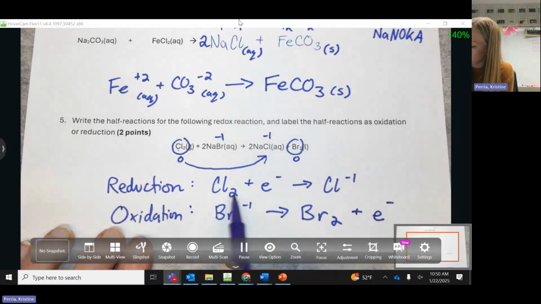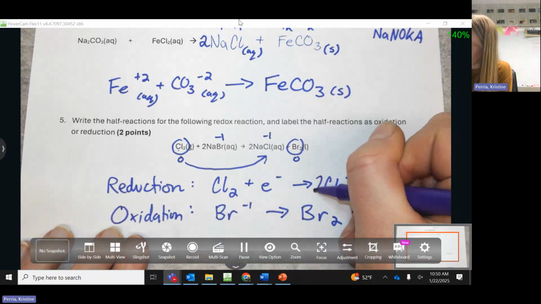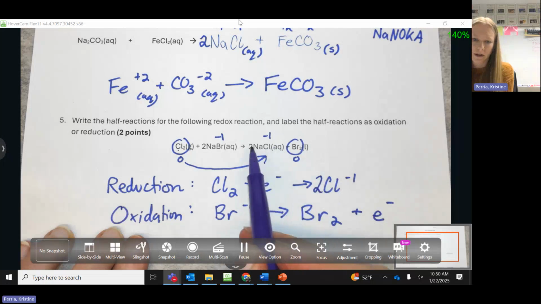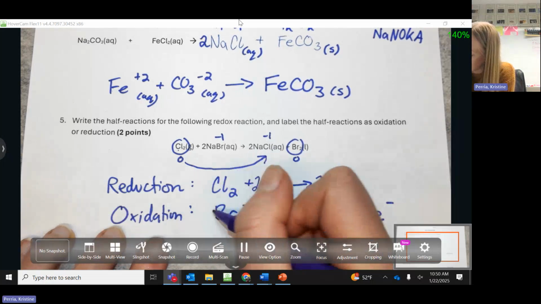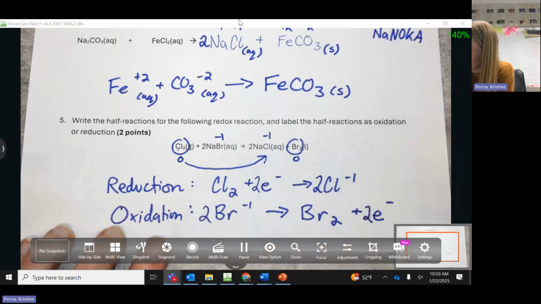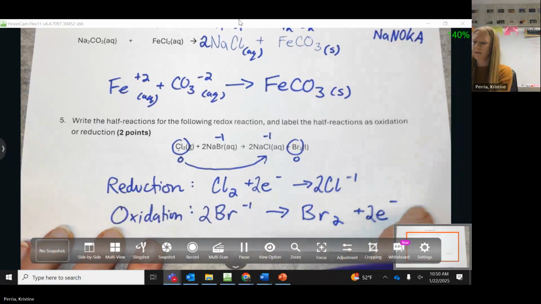But we have 2 chlorines here and only 1 chlorine here, so I'm going to put a little 2 in front. You could also have known that because there's a 2 in front of this chlorine here. And then that means we're going to need 2 electrons, and then we'll need 2 Brs and 2 electrons here for the same reasons. Okay.